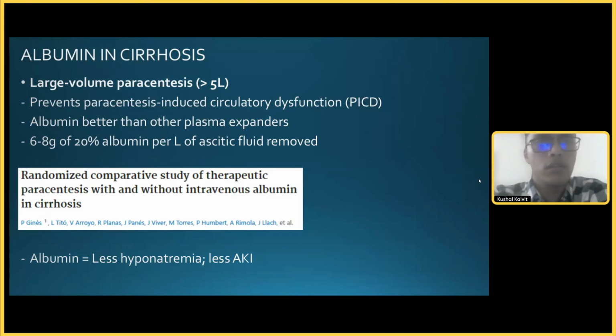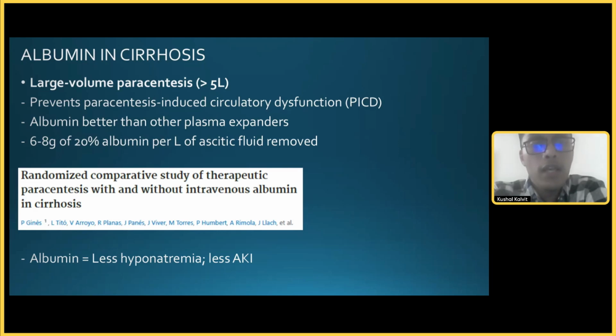So albumin in cirrhosis, we know the first indication that has been there for decades has been large volume paracentesis. You can see this old study that was done in the 1980s and 90s, where they studied albumin infusion in patients undergoing large volume paracentesis. Now, the problem here is that large volume was more than 5 liters, and this definition of 5 liters was arbitrary.